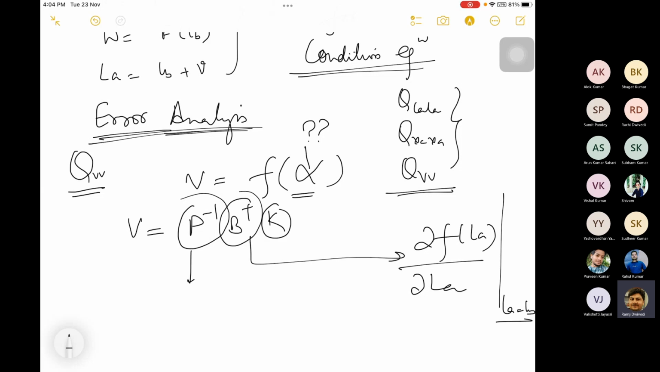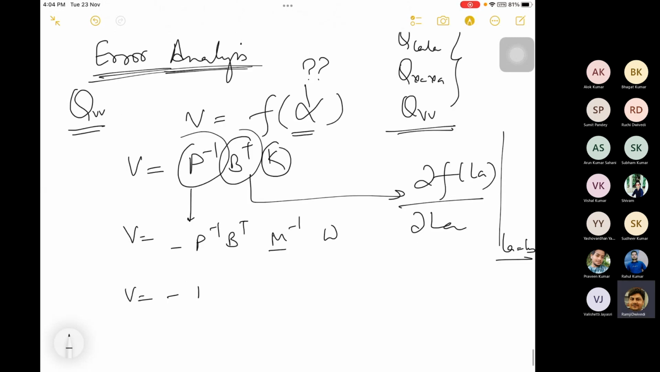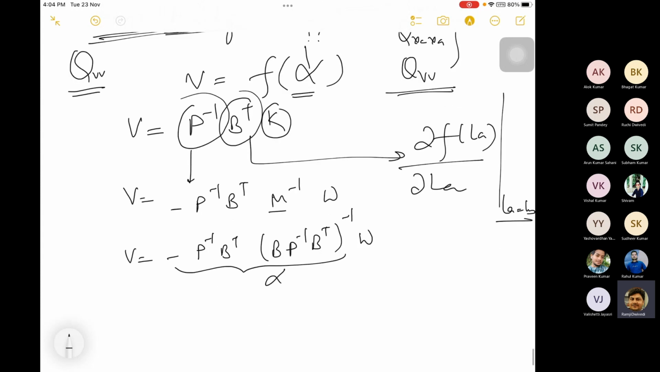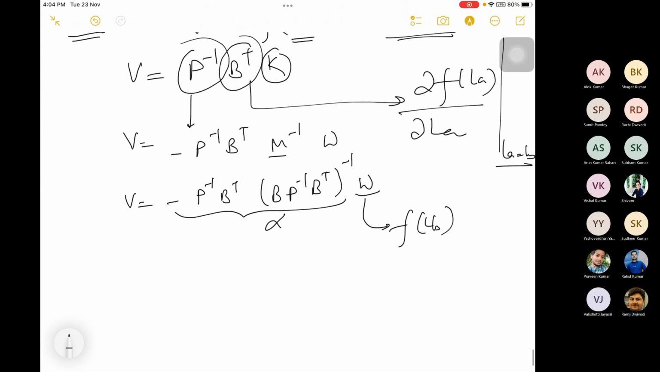The only thing is K. What is K? K is M inverse W. So V is equal to P inverse B transpose minus M inverse W. What is M? M is B P inverse B transpose, and this whole inverse. So this whole alpha is constant, but what is W? W is a function of LB. That means QVV can only be written as alpha, Q LB LB, alpha transpose.